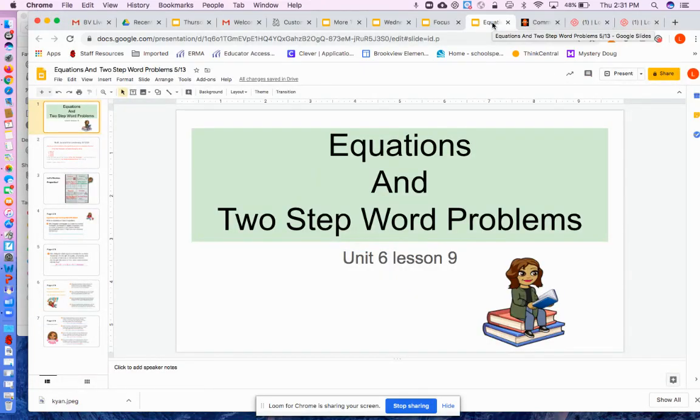Hey third graders! Today's lesson is called Equations and Two-Step Word Problems. This is Unit 6, Lesson 9. We've just got a couple lessons left.